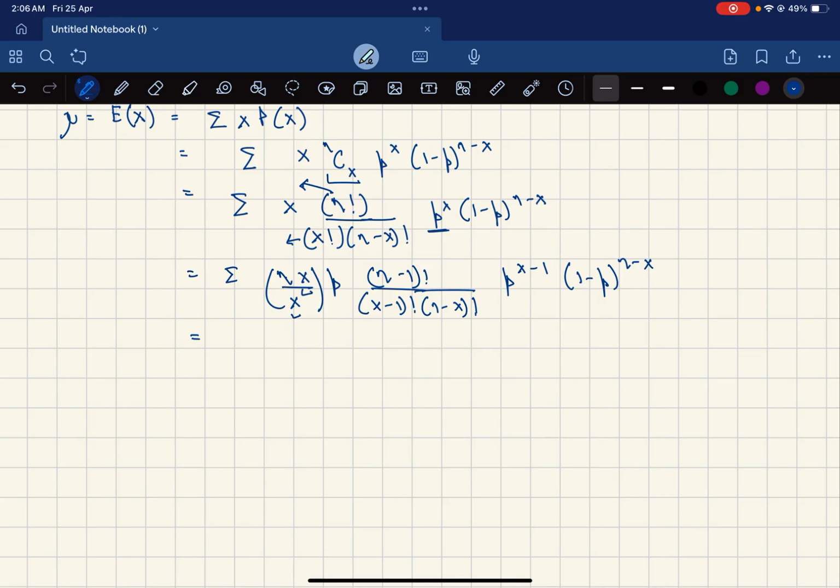n and p are constant, so we can bring the parameters which are constant outside the summation operator, and we are left with summation of n minus 1 factorial divided by x minus 1 factorial, n minus x factorial, p to the power x minus 1, 1 minus p raised to power n minus x. This could be written as np summation of n minus 1 c x minus 1.